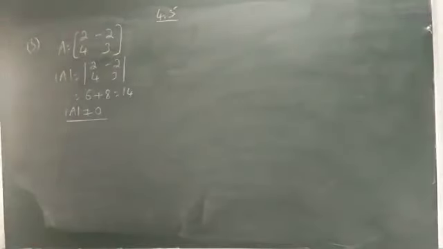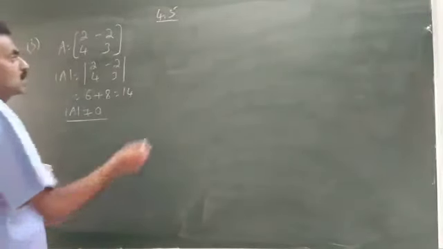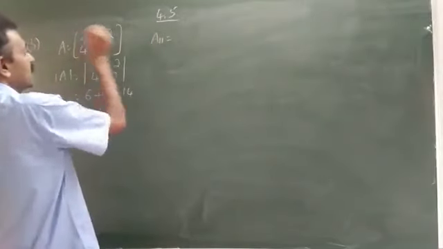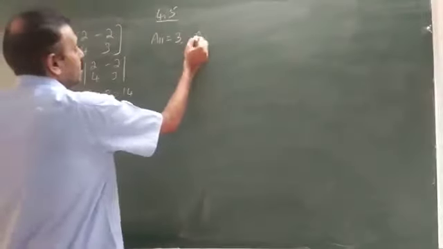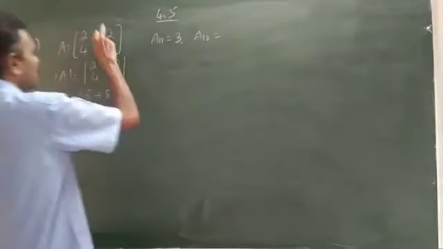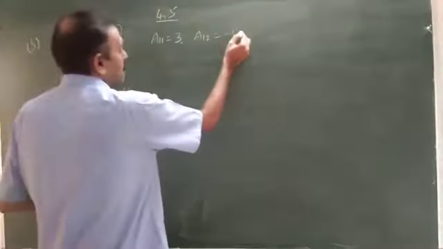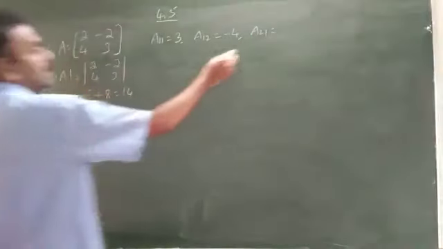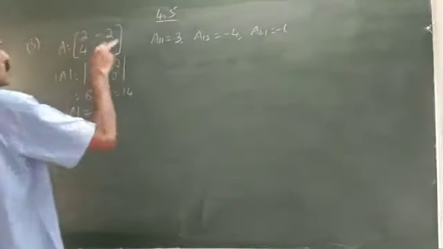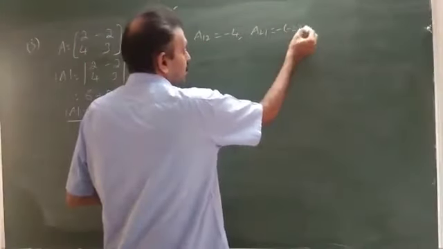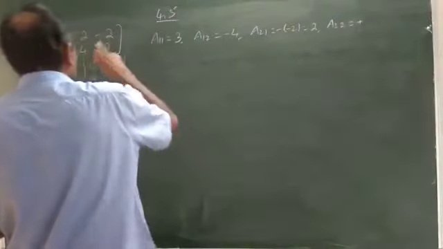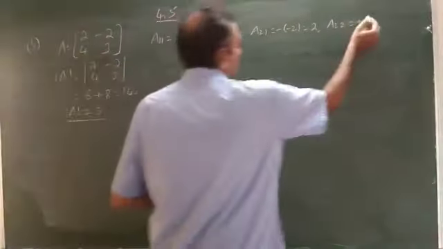When the matrix A is non-singular, you can find the adjoint. So, to find adjoint, you have to take A11. What is A11? 3. What is A12? A12, sign is negative, minus 4. What is A21? Second row, first column, sign is negative. Leave that row and column, you will be getting minus 2, it is 2. What is A22? Sign is positive, cofactor of 3, it is equal to 2.